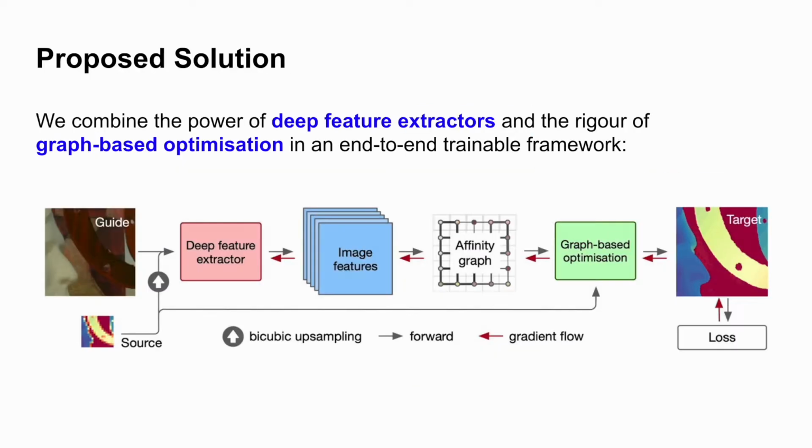resolution. We propose to address this issue by combining the power of deep feature extractors with the rigor of graph-based optimization in an end-to-end trainable framework. We train a deep feature extractor to derive the edge potentials of a four-neighbor affinity graph defined on the image pixels. This graph is then used as a regularization in a per-image optimization layer to reconstruct the target image.